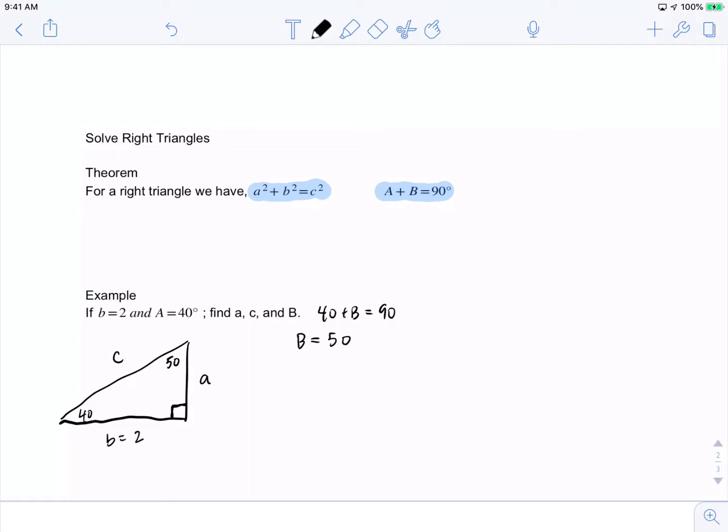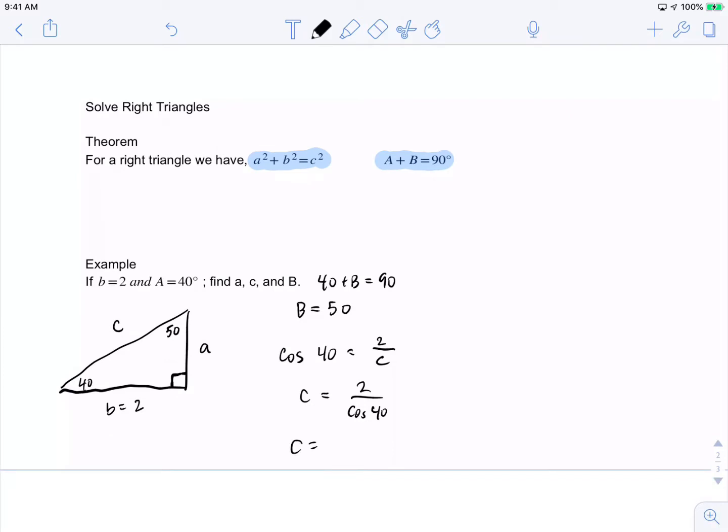And so how can we find that? How about we use some of our rules? So how about cosine of 40 degrees? And cosine of 40 degrees is going to be the adjacent, so 2 over the hypotenuse C. And so when we go to solve this, isn't C going to be 2 over cosine of 40 degrees? We're going to need a calculator to do this. And since this is in degrees, you should be in degrees, and you should get 2.61 as that distance approximately.